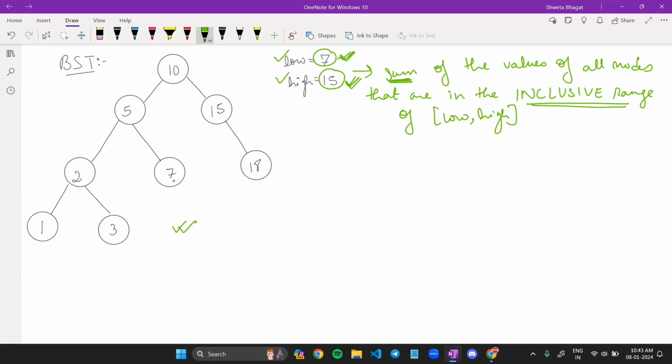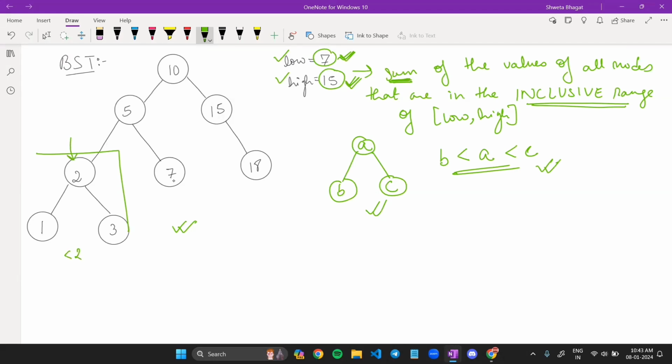As you all know, if we have a BST, say for example, this is A, this is B, and this is C, then for this to be called a BST, the value of A should be greater than its left child and it should be lesser than its right child. Then only we can say that this is a BST. So as you can see over here, the value of 2 is greater than 1 and is lesser than 3. The left child of 2 is lesser than it, whereas the right child is greater than it. So it is following the property of a BST.